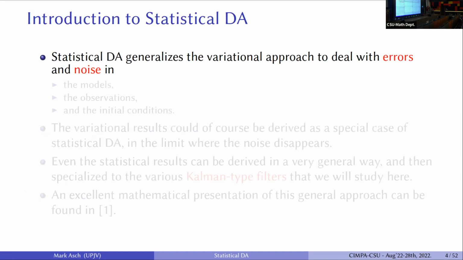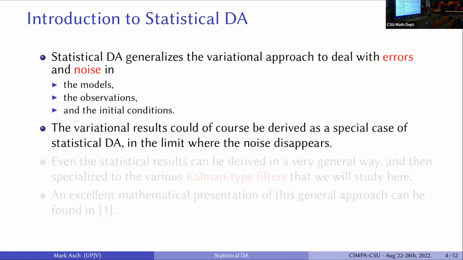Okay, so statistical DA will generalize the variational approach to deal with errors and noise in the model, the observations, and the initial conditions. So now we're going to really have a more rigorous modeling of the noise. And in fact, Kalman filters can be derived from a completely stochastic approach, even from stochastic differential equations, which you'll see with Professor Marmory next week.